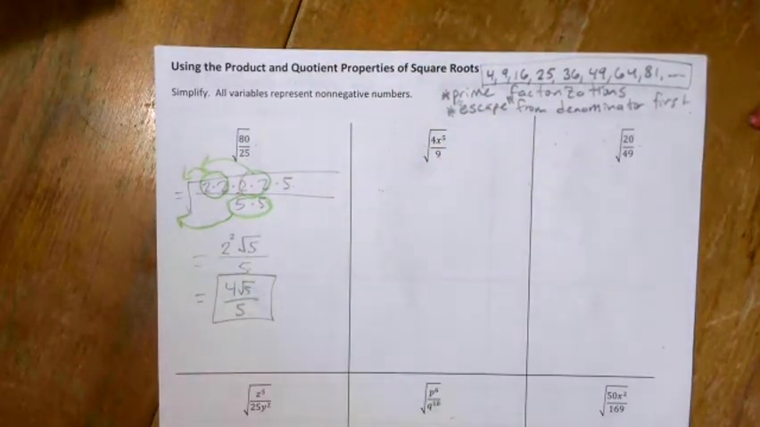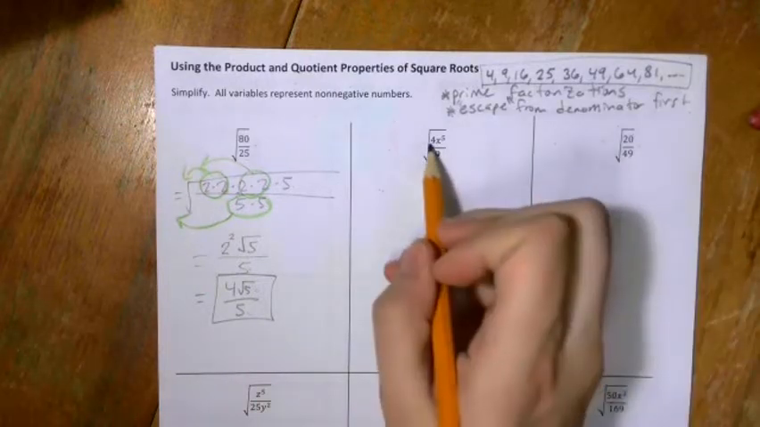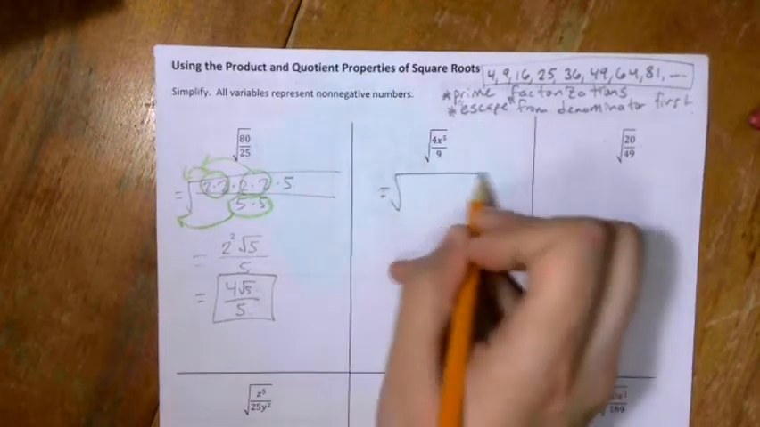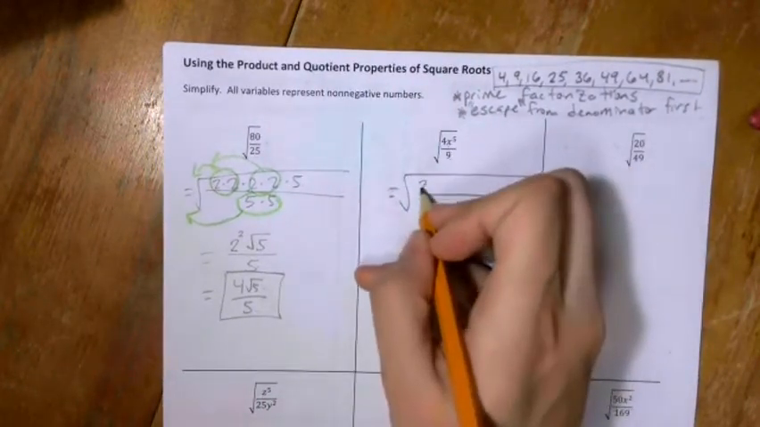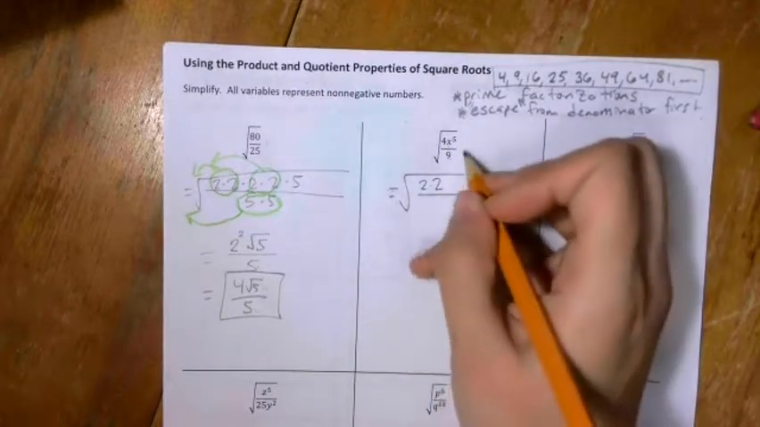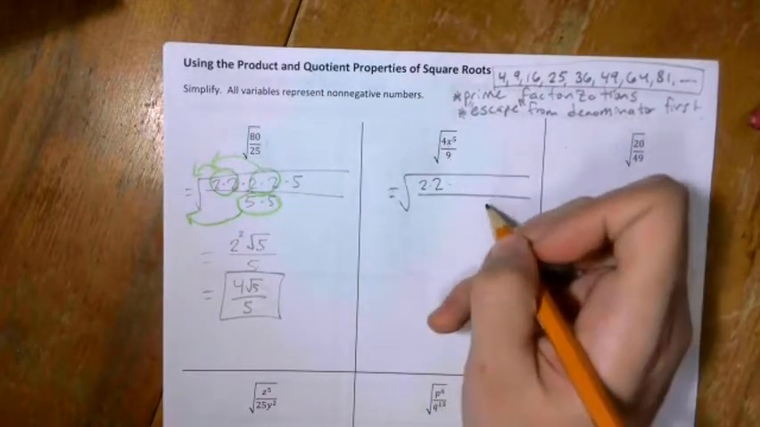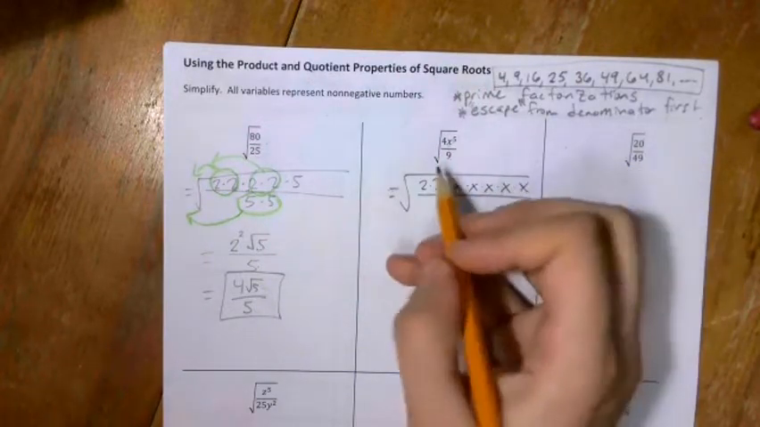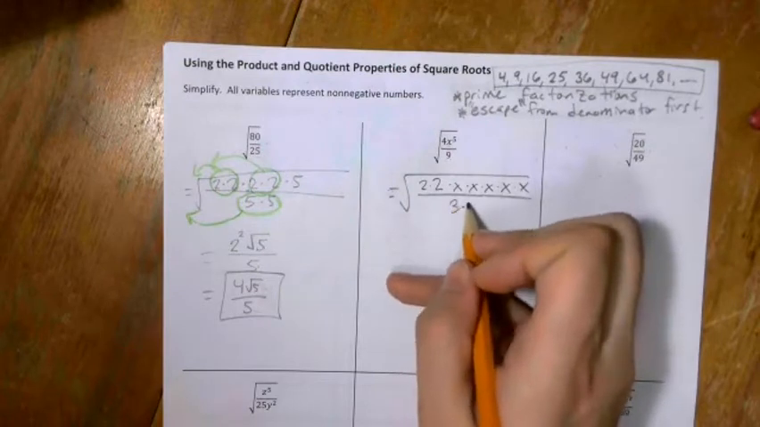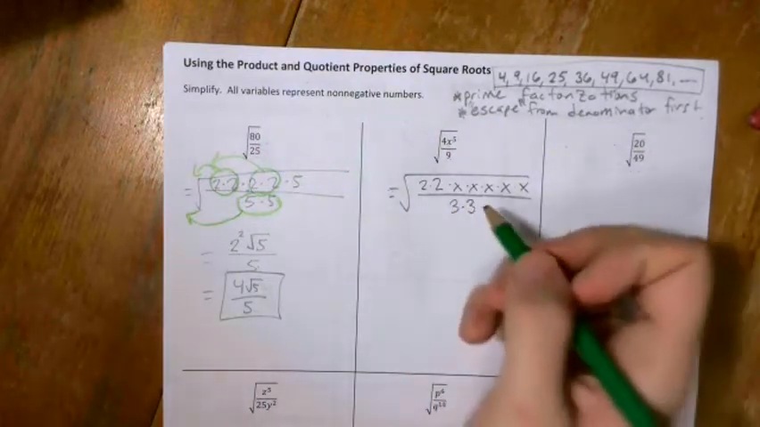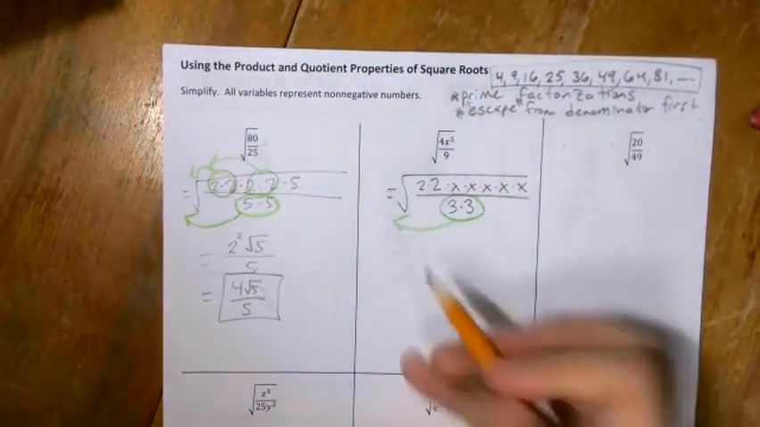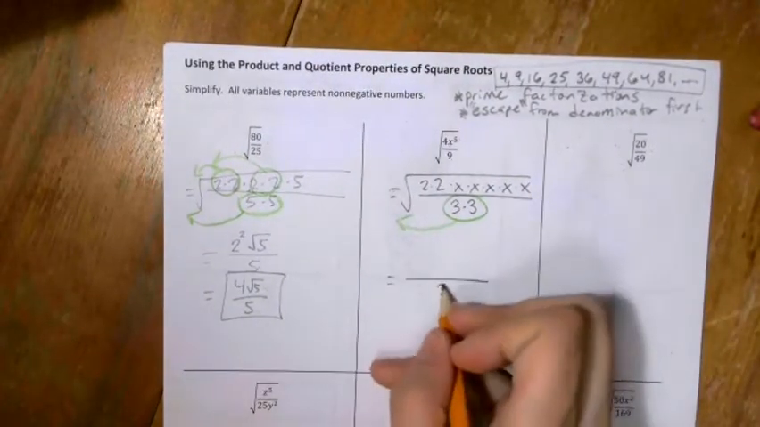Let's take a look at our second example here. So 4x to the 5th divided by 9. I am going to write out my prime factorizations. So 4 is really 2 times 2, and it says I have x to the 5th, so I need how many x's? 5. X times x times x times x times x. Over 9. Well, 9 is really 3 times 3. Again, escape the denominator first if you can. Hey, this 3 has a buddy. They can get out together. Dig a hole, or however they escape from jail.